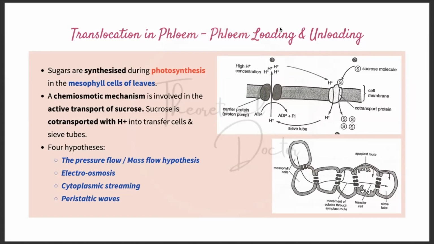A chemiosmotic mechanism is involved in the active transport of sucrose. Sucrose is co-transported with protons into transfer cells and sieve tubes. There are four hypotheses explaining the translocation in phloem. First is the pressure flow or the mass flow hypothesis, then electroosmosis, cytoplasmic streaming, and peristaltic waves. However, in this video, I will be focusing solely on the pressure flow or the mass flow hypothesis.